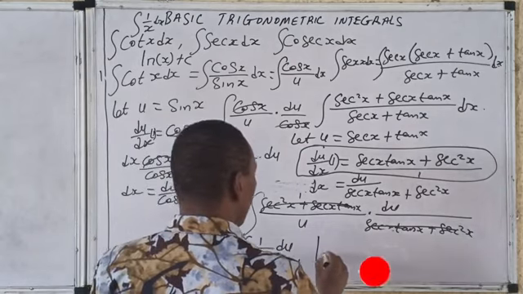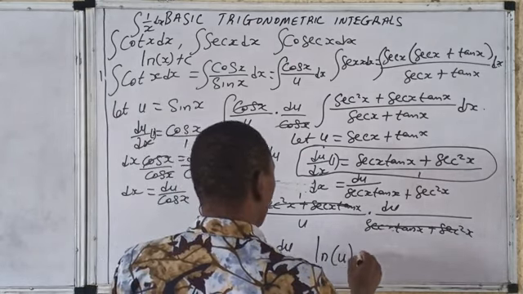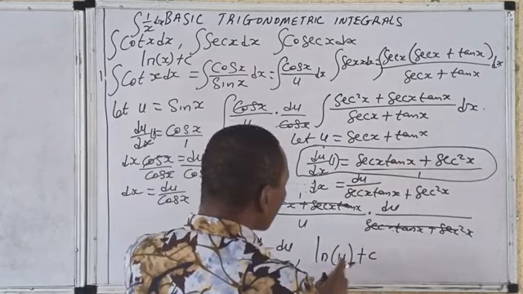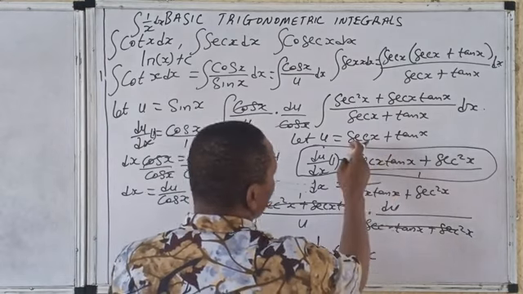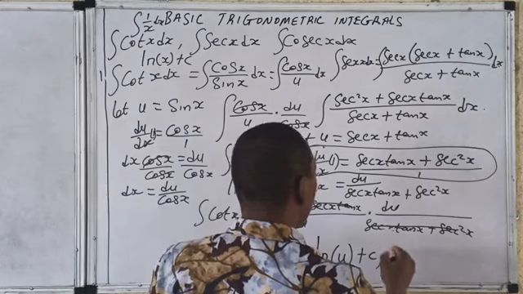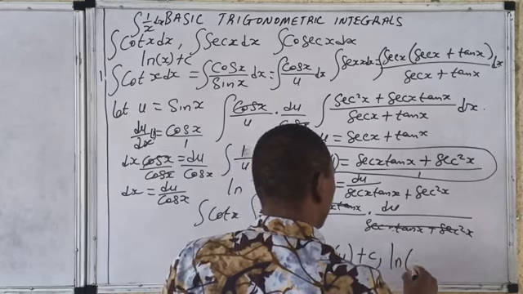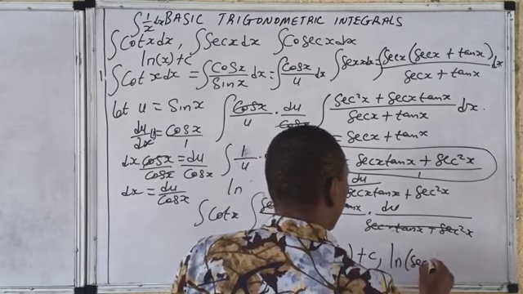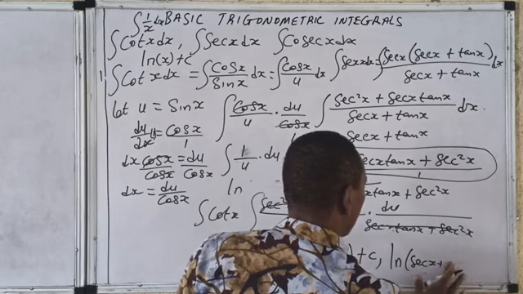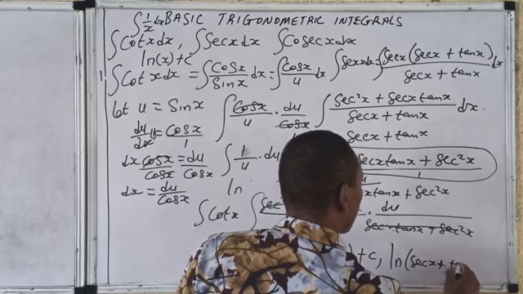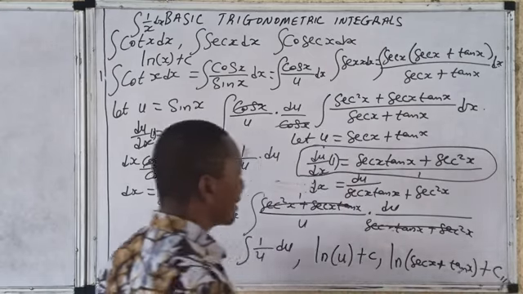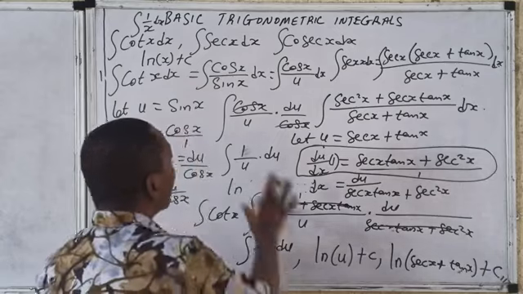And remember, if you integrate this, what will you get? You get ln u plus c. And this you can further, what is u? U is this, all right? U is equal to sec x plus tan x. So the final answer is actually sec x plus tan x plus c. So this is actually the final answer.